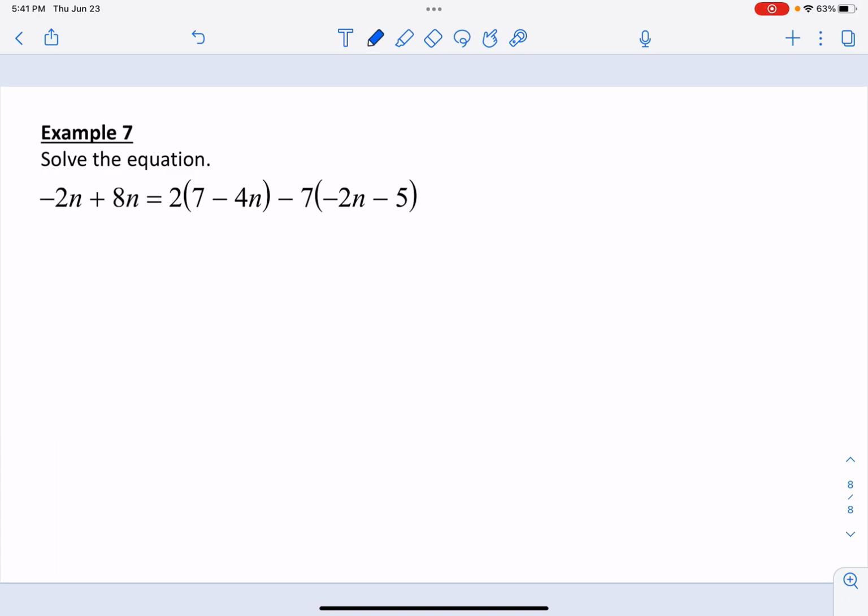Okay, this one. Oh, we got some fun distributing to do. So on this left side, I'm going to combine the 8n and the 2n to get a 6n. On the right side, I'm going to start multiplying all that stuff through. Now be careful here. You have a negative 7n. Negative 7 times a negative 2 is a positive 14n. Negative 7 times a negative 5 is a positive 35. So I have 14 minus 8.